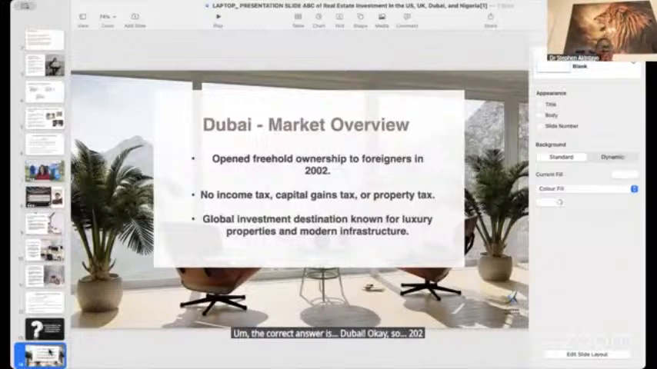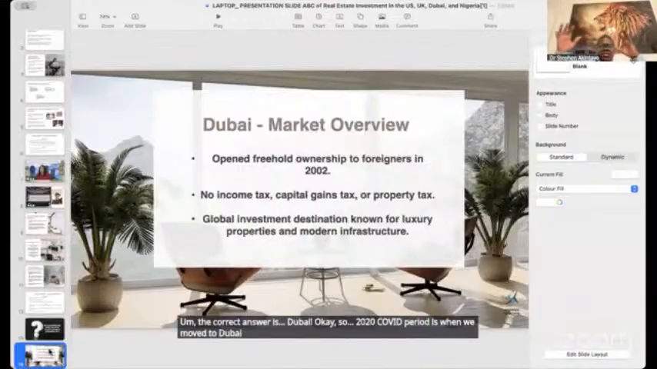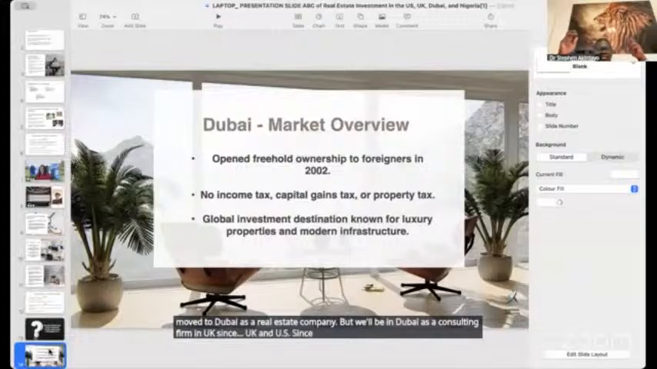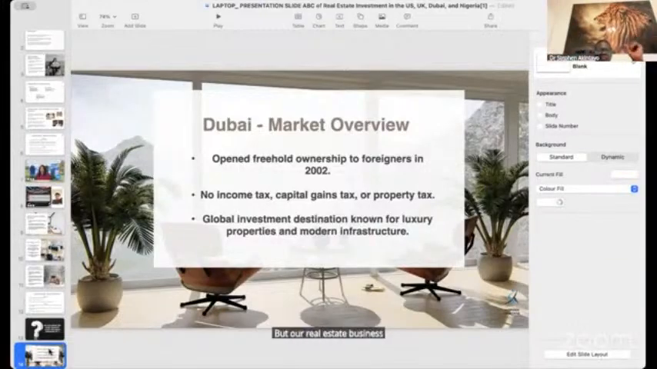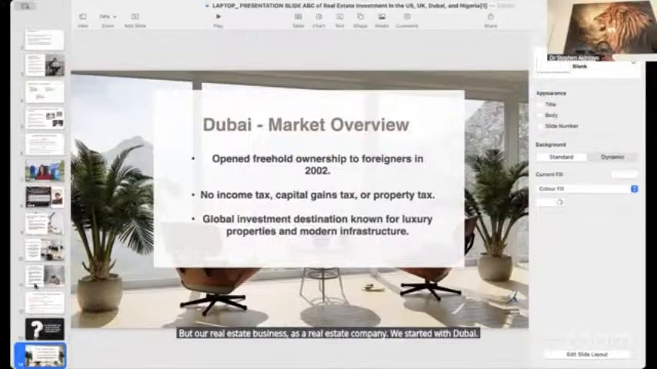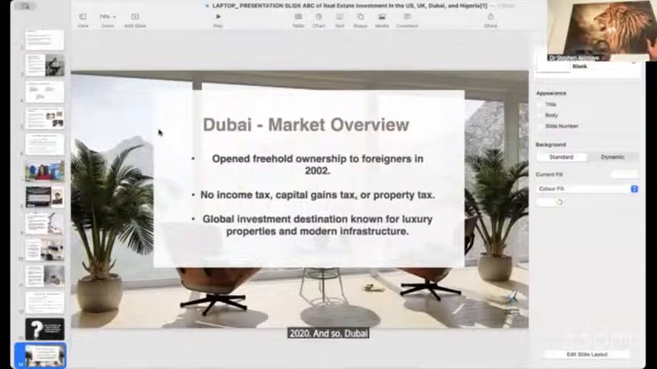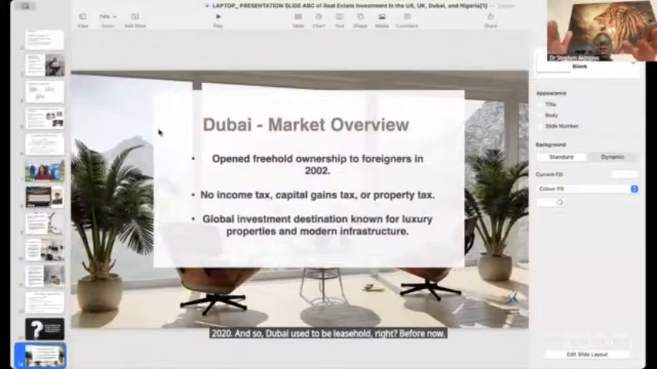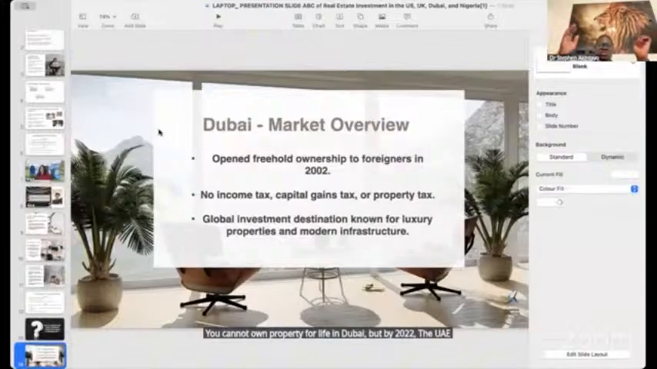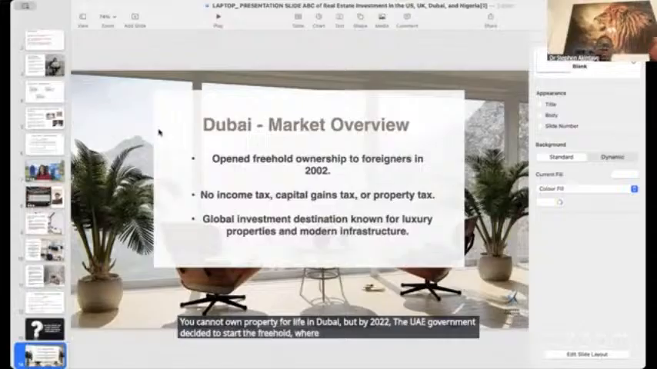2020, the COVID period, is when we moved to Dubai as a real estate company. We've been in the UK and US as a consulting firm since 2015, so that's 10 years ago. But our real estate business as a real estate company, we started with Dubai in 2020. Dubai used to be leasehold, so you could not own property for life. But by 2022, the UAE government started freehold, where when you buy property in certain places in Dubai, you own the property for life.